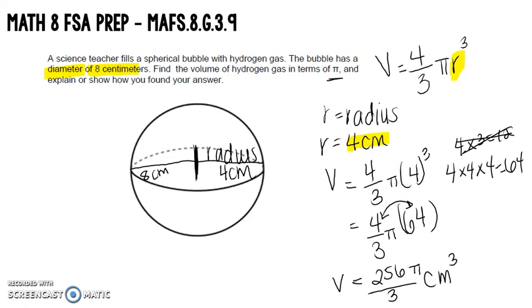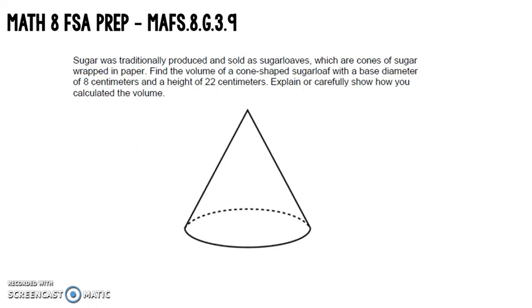All right. Next, we're going to look at a cone. It says sugar was traditionally produced as solid as sugar loaves, which are cones of sugar wrapped in paper. Find the volume of a cone-shaped sugar loaf with a base diameter of 8 centimeters and a height of 22 centimeters. Explain or carefully show how you calculate the volume. So I want you to pause for a moment and see if you can remember what the volume formula for a cone is.